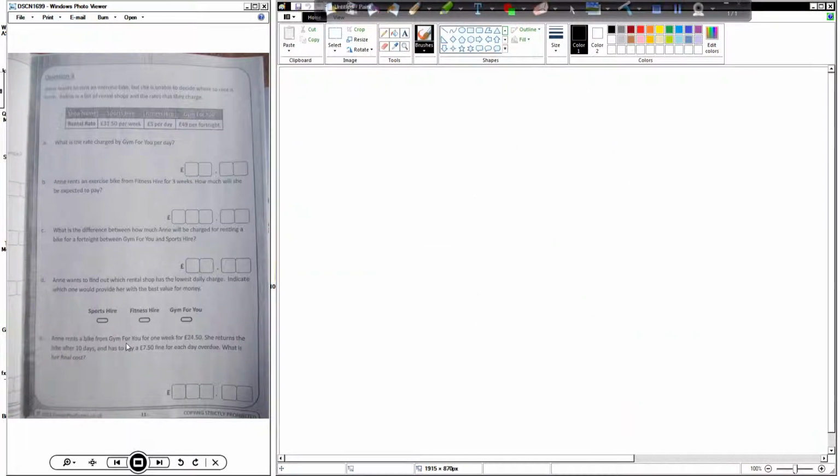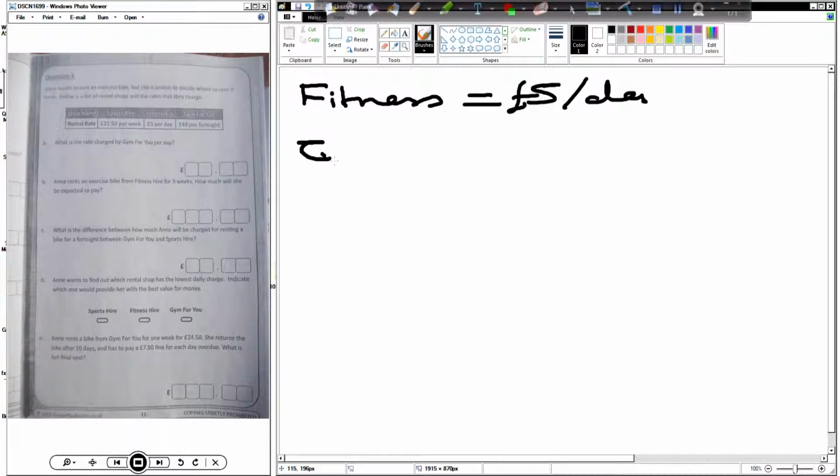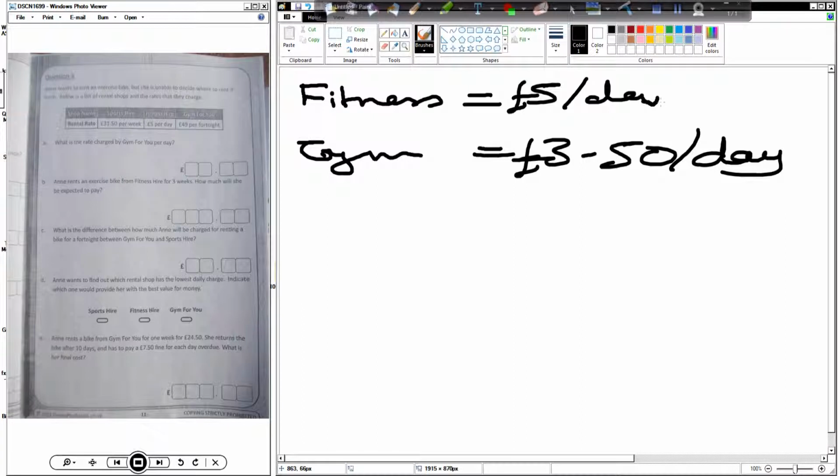Okay, part D. Anna wants to find out which rental shop has the lowest daily charge. So we have to work it out. So first of all, Fitness Hire. What's the price of Fitness Hire? It never told us what the daily charge is. £5 per day. Okay. Gym for You is £49 for 14 days. What's 49 divided by 14? Let me just work it out. It was £3.50 per day. Okay, that's Gym for You.